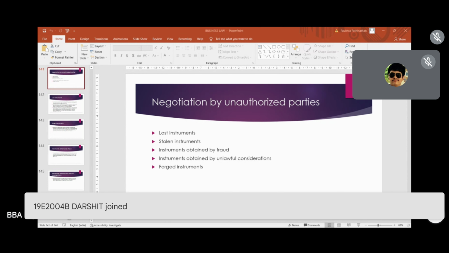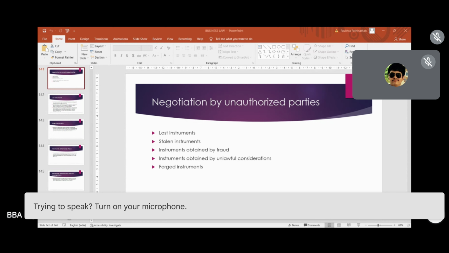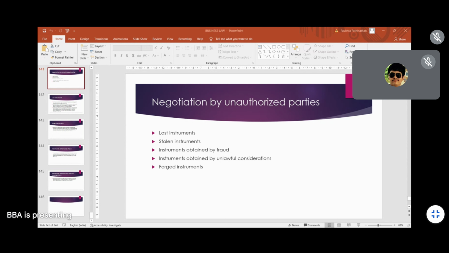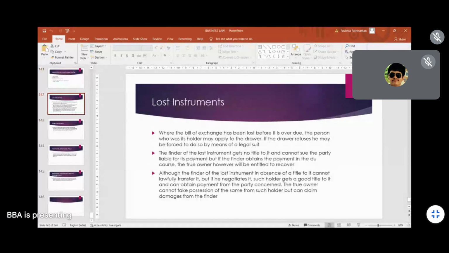In all the other cases, the instrument will be legal, but there are some defects in the instruments. In one case or the other, there are defects, but in the last case, the instrument is itself illegal, right? That cannot be considered an instrument at all. Fine. So first one is the lost instrument. If you are a finder of a lost instrument, what liabilities do you have? What are the benefits that you can enjoy, and what are the liabilities?